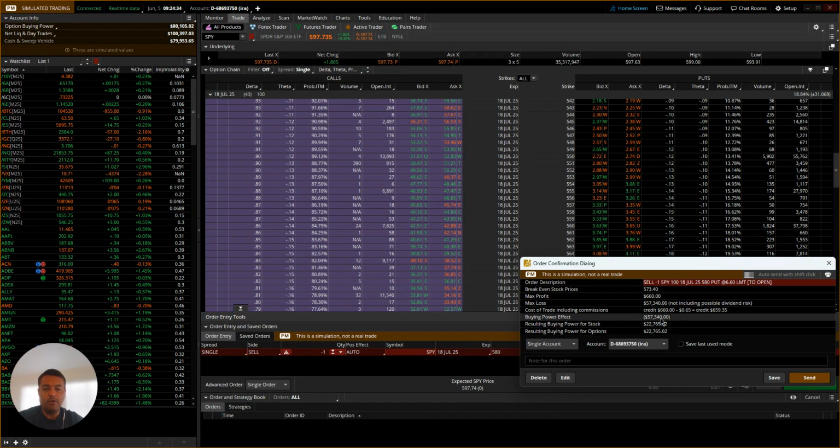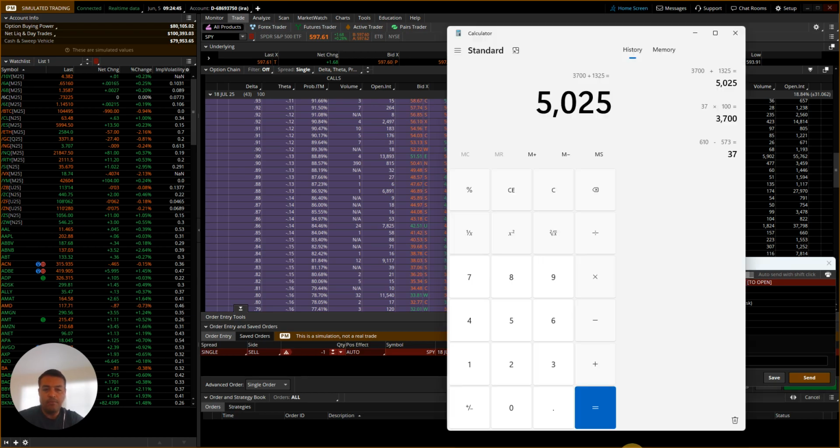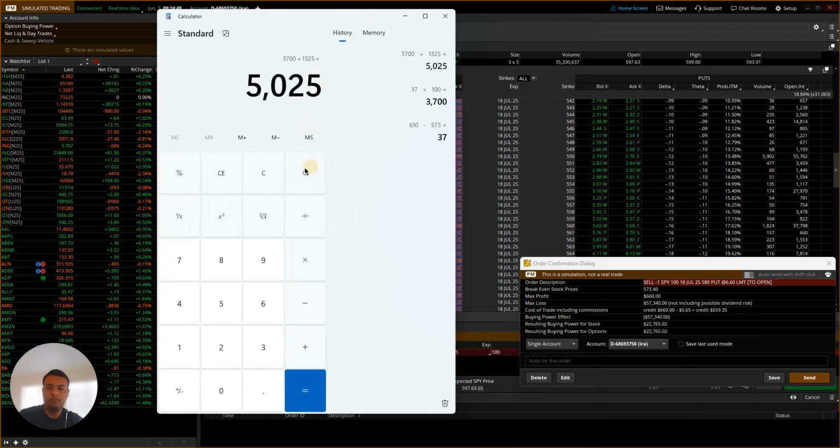So look, the buying power effect is 57,340, which is basically your strike price minus the credit that you're collecting times 100. So your strike price is 580. You're collecting 6.59 something. That's $573, and that's what this number is, 573.40. You multiply this by 100, and that's your buying power effect. Okay, so now you know exactly how the buying power effect works in a single leg option if you're just selling the put side. Okay, so that's your buying power effect.